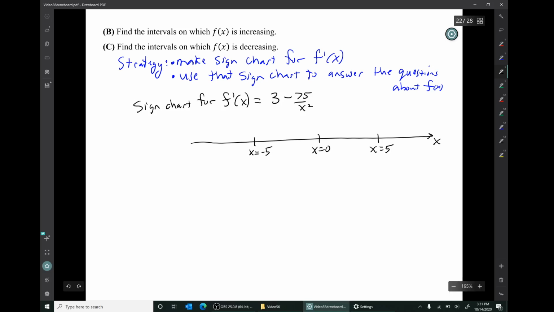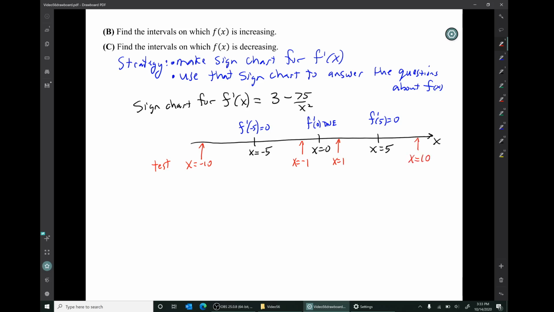And remember, the way that I do my sign charts is that I also put the behavior of f prime at those partition numbers. So let's find some test numbers. Now I'm going to pick test numbers on the outside of these partition numbers that are very far out. You'll see why in a minute. Otherwise, I'm going to pick test numbers that are just 1 unit away from x equals 0. So let's find the sign of f prime at those test numbers.